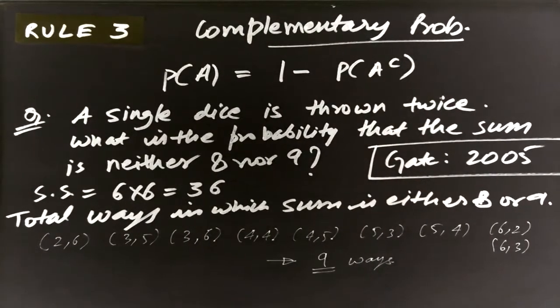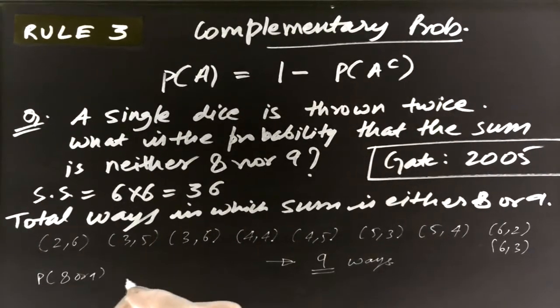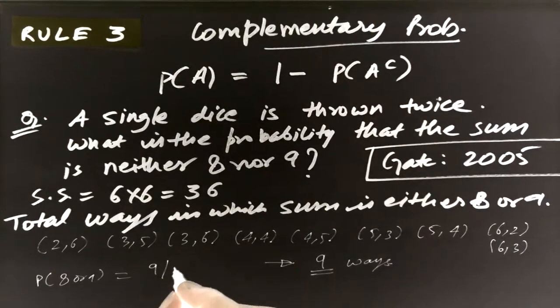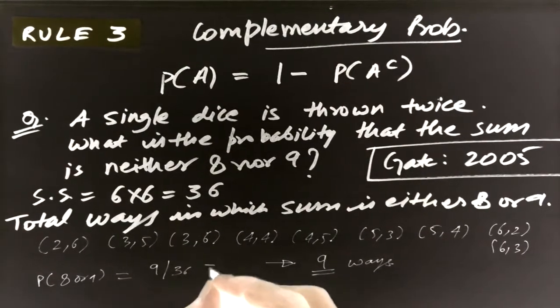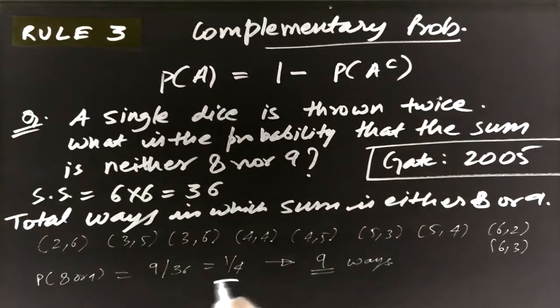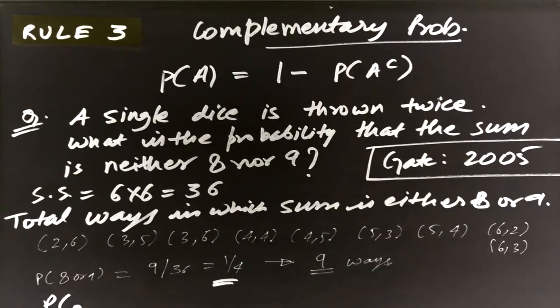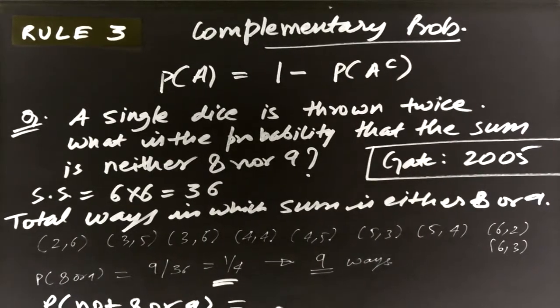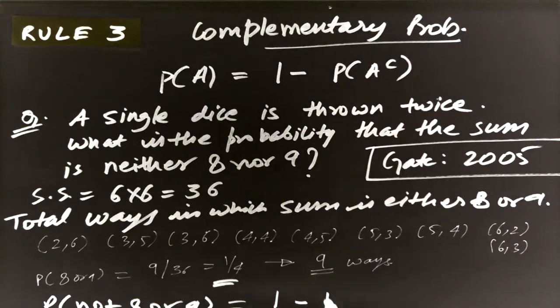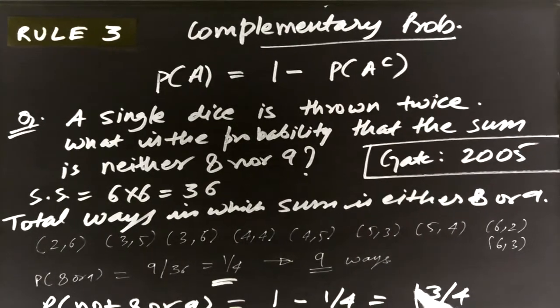So the probability of the sum coming 8 or 9 will be 9 over 36. So it will be 1 upon 4. And since we want to know the sum not coming 8 or 9, sum should not be 8 or 9, this will be 1 minus 1 upon 4. This will be 3 upon 4. Yes, this is the answer.